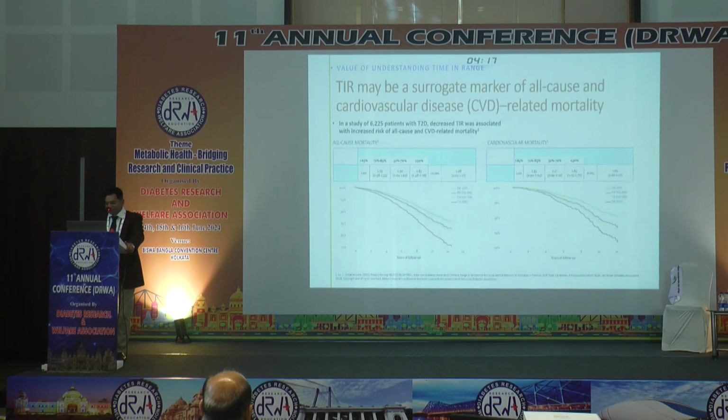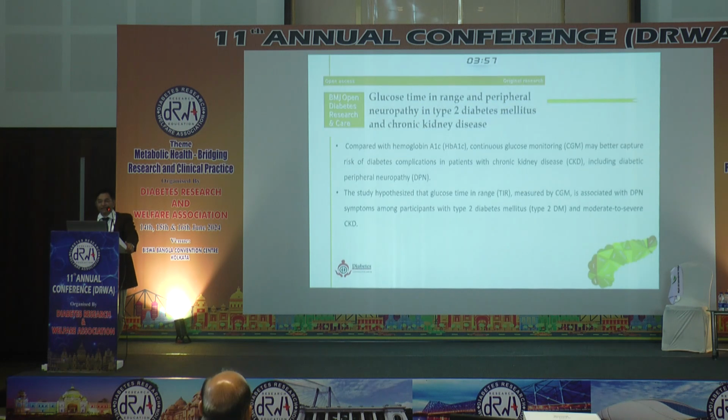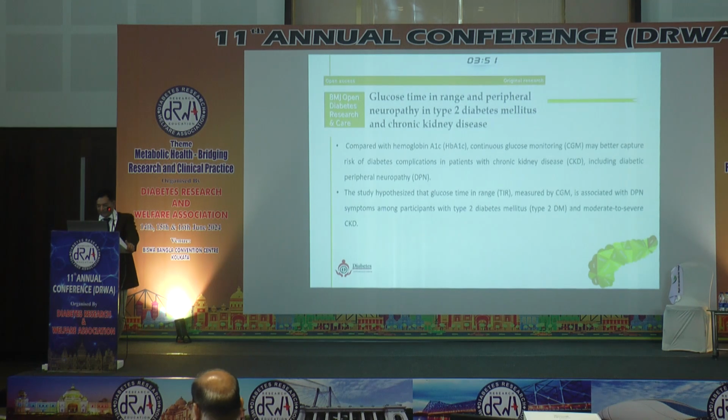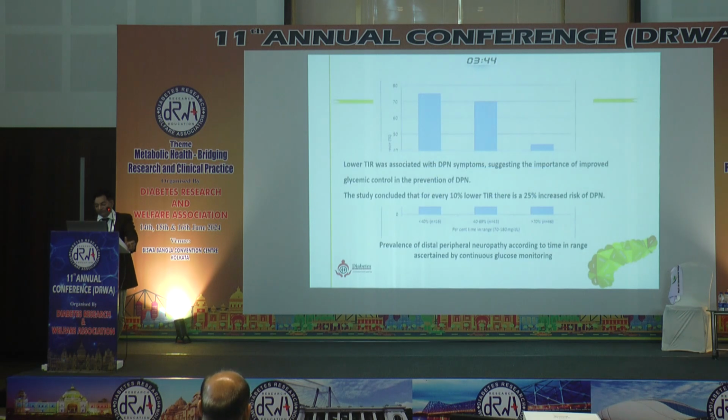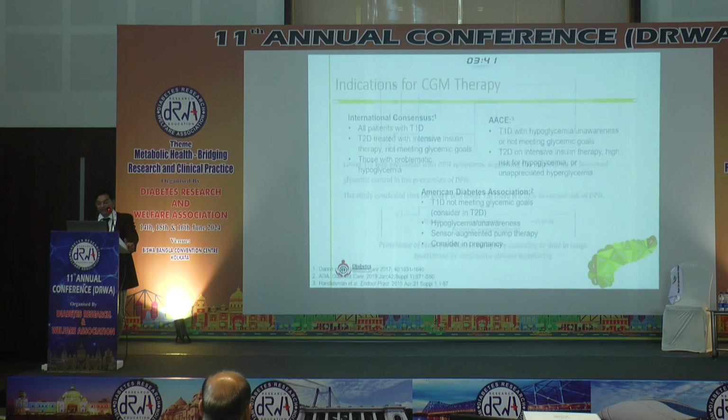And this is about cardiovascular mortality. This is around 6,000 type 2 patients, where decreasing TIR was associated with increasing risk of all-cause and cardiovascular-related mortality in the cohorts here. It was showing higher mortality if you have reduced TIR. And the same correlation has again been shown for the prevalence of peripheral neuropathy. Here again, they have shown that symptomatic neuropathy was more frequent if you have low TIR.